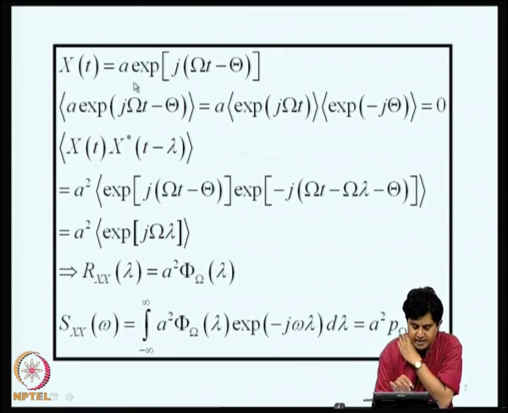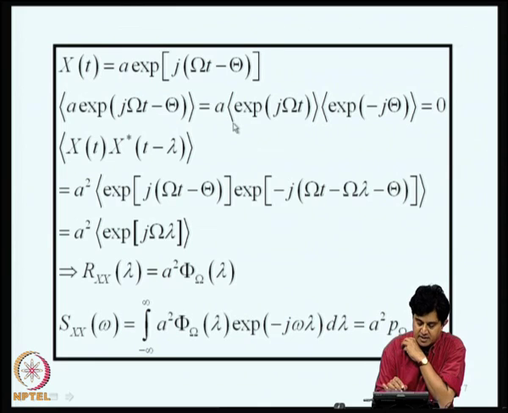Now, x of t is a into exponential j (omega t minus theta). Therefore, the expected value of this: a is a constant, so we get expected value of e^{j omega t} into expected value of e^{-j theta}, because omega and theta are independent, so I can multiply these expectations. Since theta is uniformly distributed from 0 to 2 pi, e raised to minus j theta is cos theta minus j sin theta, and averaged over 0 to 2 pi, that would be 0. Therefore, the mean would be 0.